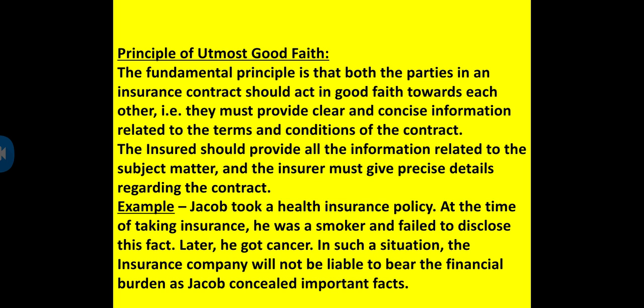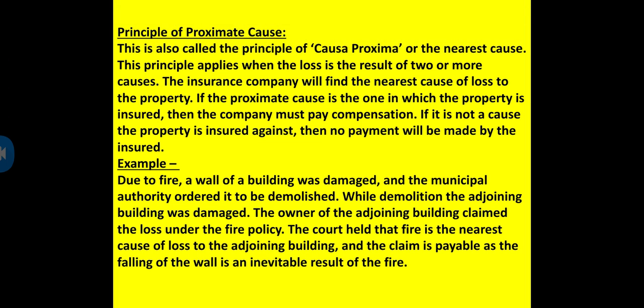Later he got cancer. In such a situation, the insurance company will not be liable to pay the financial burden as Jacob concealed important facts. He did not reveal that he is a smoker, a chain smoker of cigarettes. Because he did not mention it, the insurance company is not taking the responsibility of paying any claims regarding his health issues. So, this type of transparency should be maintained. Both the parties, the insurer and the insured, should clearly give the information before they start the policy or come into agreement of the policy.